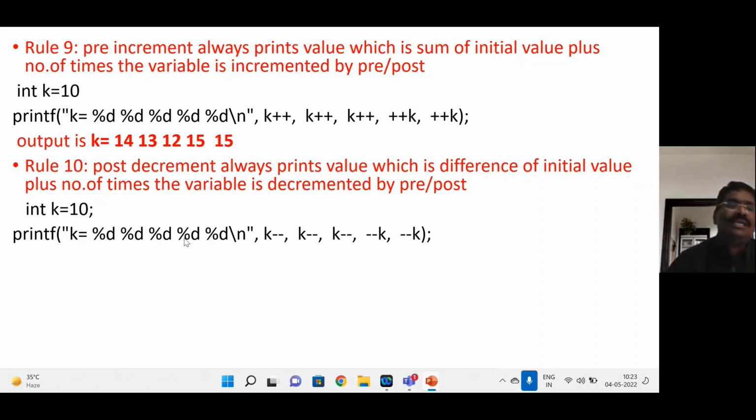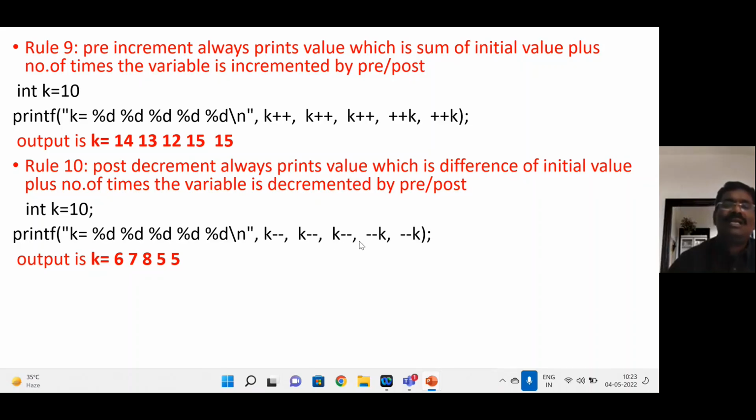So here it is 10 minus 5, and you get 5. That's why the first prints 5, the next 5, 5. After that we are using the post decrement, that is k minus minus.